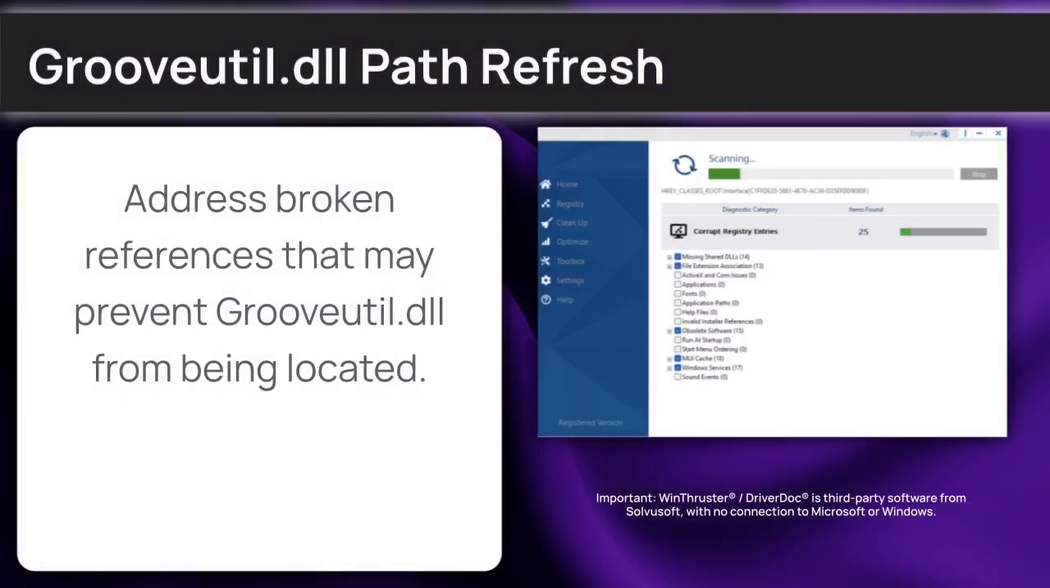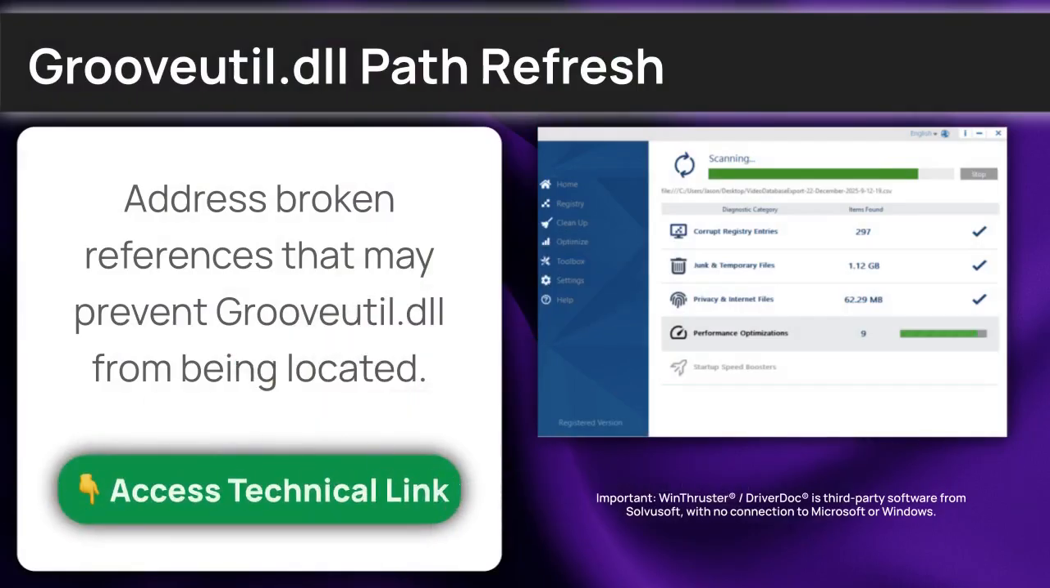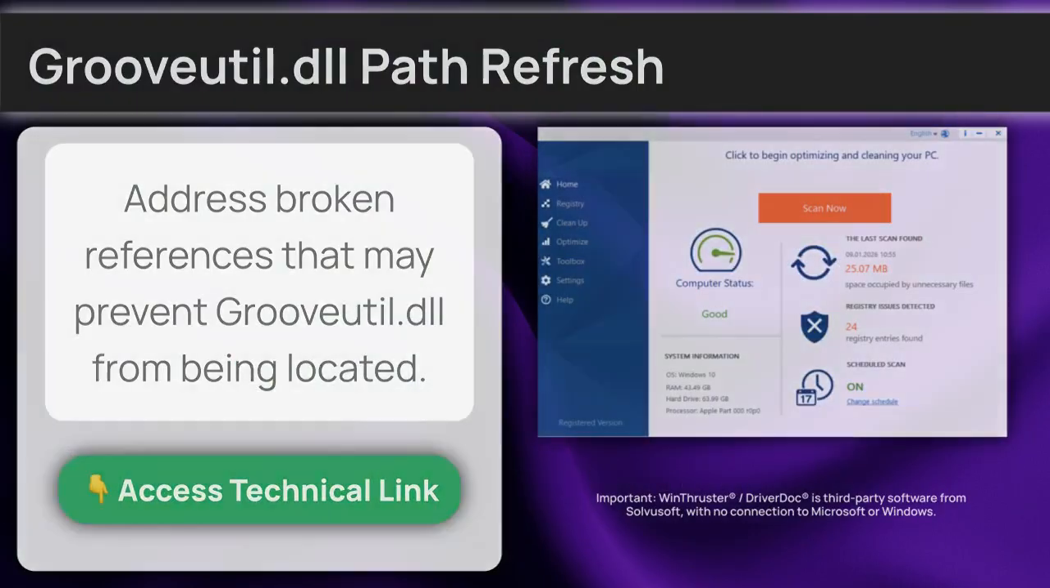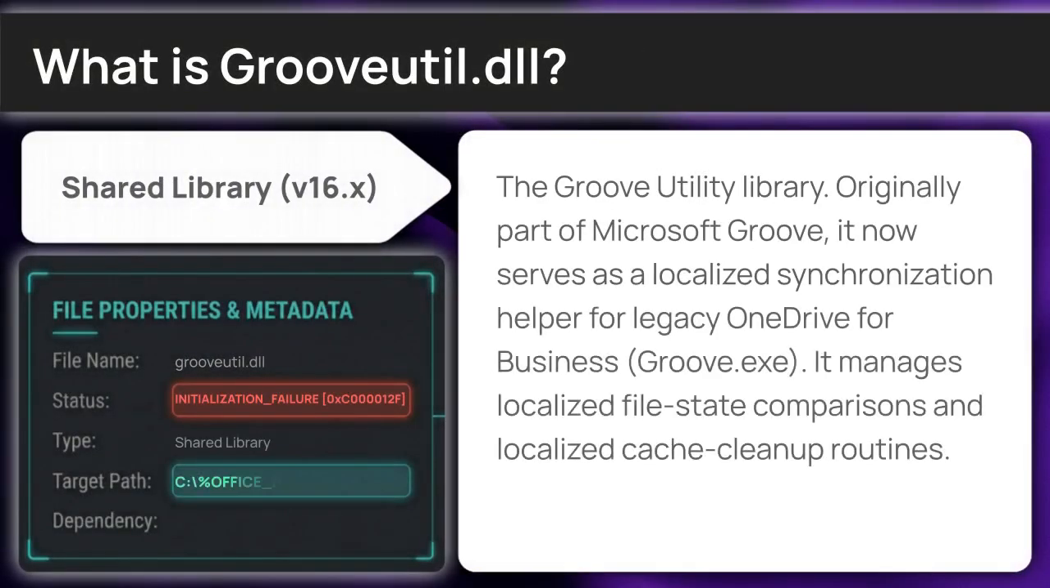As we look at the manual steps for Grooveutil Library, there is also a diagnostic resource for reviewing your overall system health. This is the Grooveutil Library, the Groove Utility Library. Originally part of Microsoft Groove, it now serves as a localized synchronization helper for legacy OneDrive for Business, Groove.exe. It manages localized file state comparisons and localized cache cleanup routines. Understanding the file's role is a great start. Now let's look at replacing it.